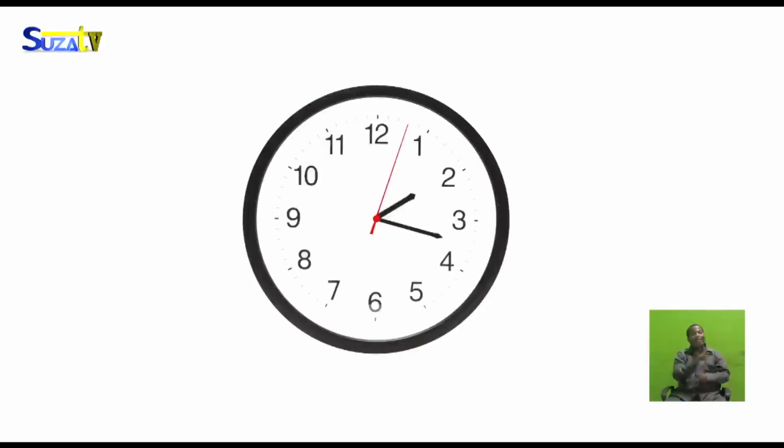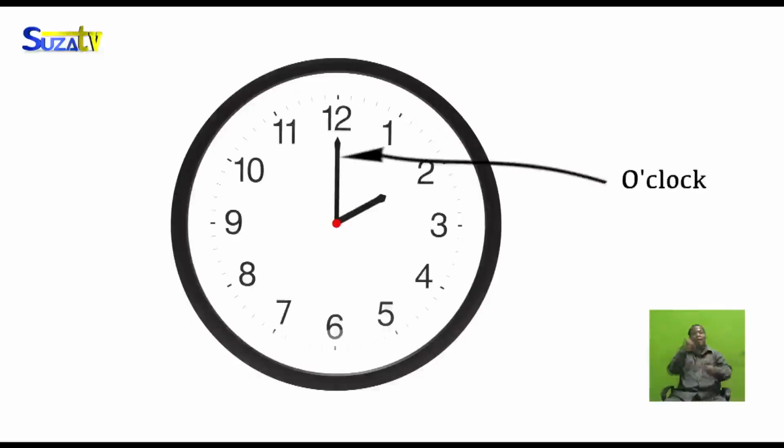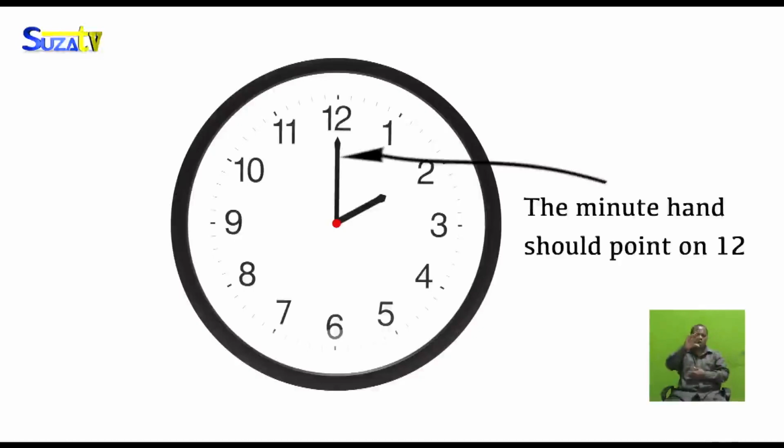Very good. We say that the face of a clock has 3 hands, and also has 12 scales. Here they are. Good. Now let us learn this. Say o'clock again. O'clock. Good job. When you say o'clock, make sure that your minute hand is directed to number 12. Let us have a message now.